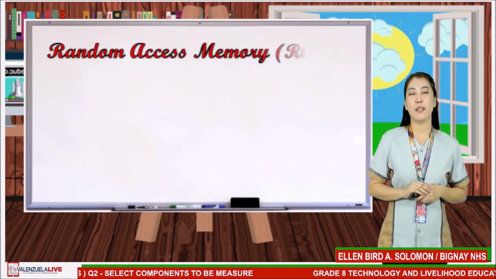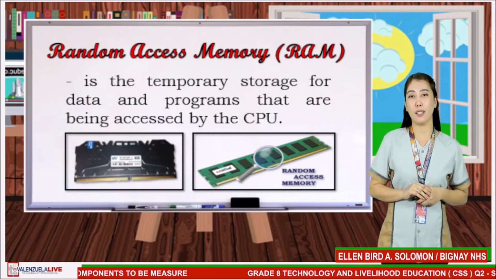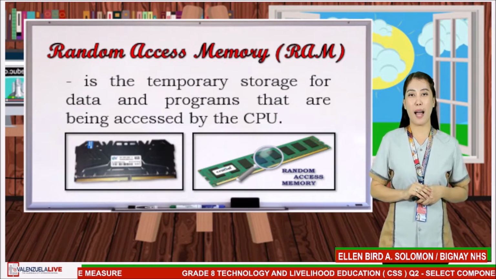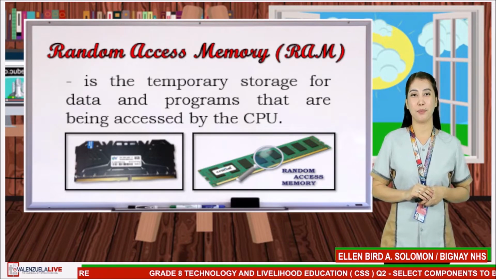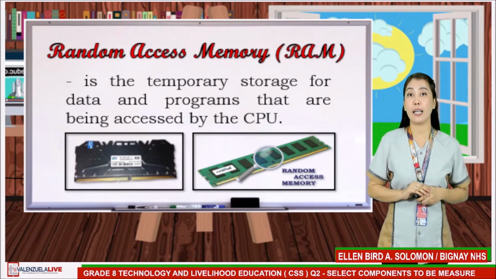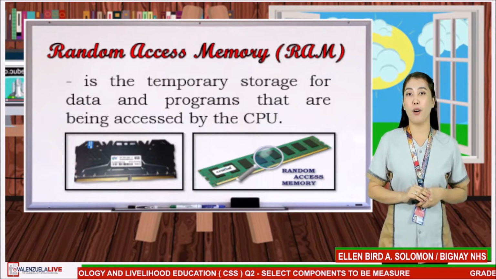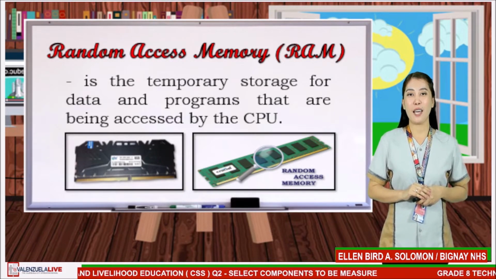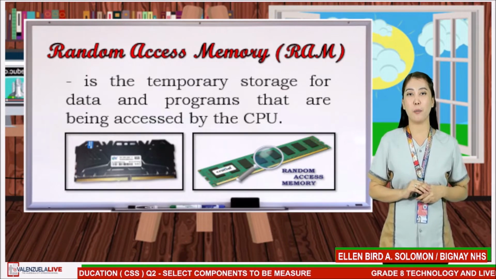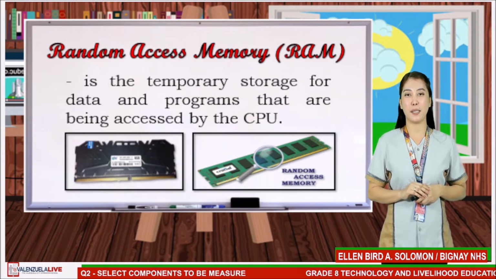Next is random access memory or RAM. It is the temporary storage of data and programs that are being accessed by the CPU. RAM is a volatile memory, which means that the contents are erased when the computer is powered off. The more RAM in the computer, the more capacity the computer has to hold and process large programs and files, as well as enhance system performance.